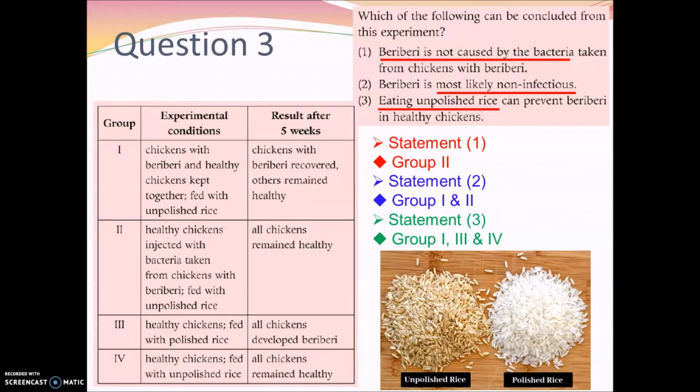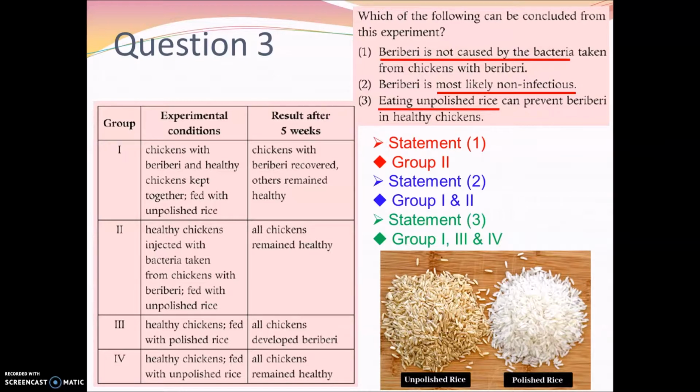And then the second one is that beriberi is most likely non-infectious. So you can take a look at group 1 and group 2. In group 1, all the chickens are kept together, and in group 2, some bacteria were extracted from the unhealthy chicken and then injected into the healthy chicken. So you can compare the results later on.